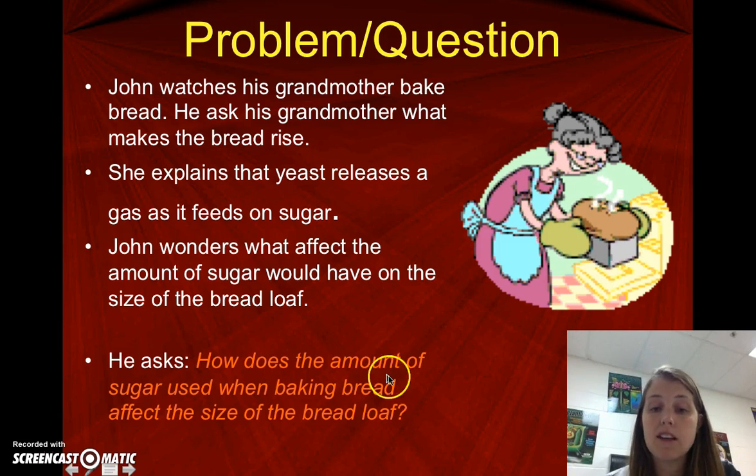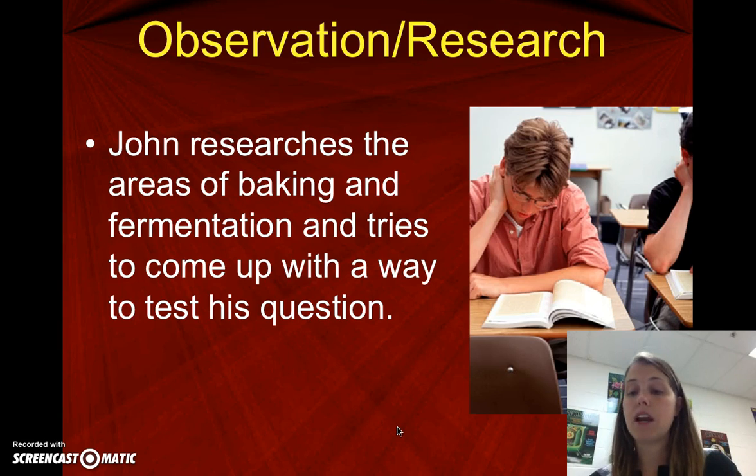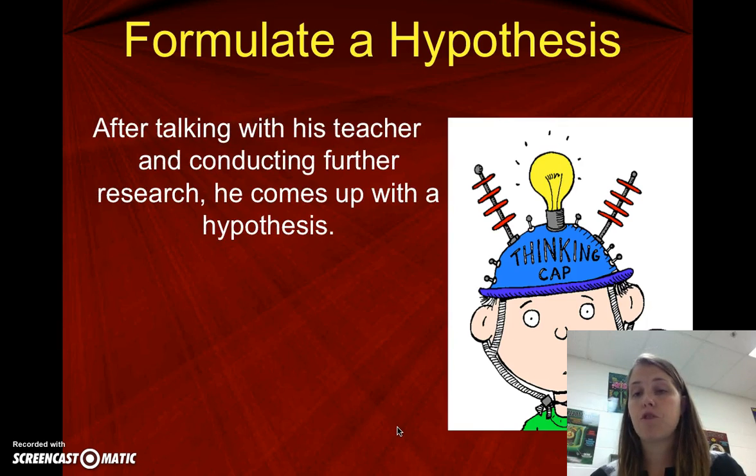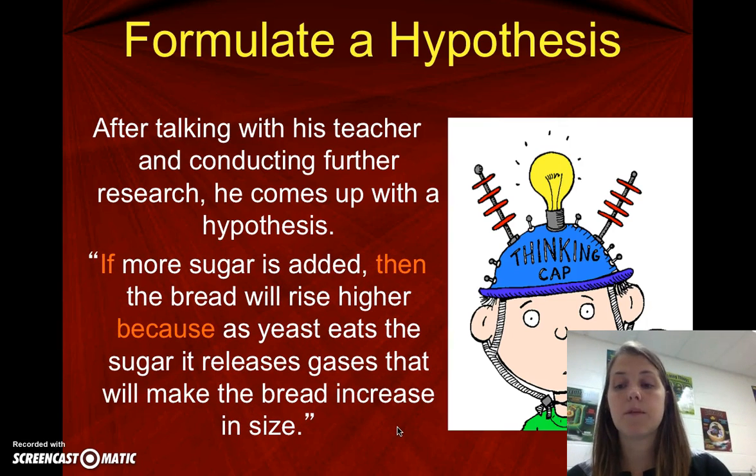So that tells us the cause, which is the amount of sugar, and the effect, the size of the bread loaf. He's then going to do some observation or research or scientific knowledge, and he is going to research the areas of baking and fermentation, and he's going to come up with a way to test his question. He's going to write a nice paragraph that explains it all, and then he's going to formulate his hypothesis. Now that he has some good background information and good research and talked to his teacher, he's going to come up with a hypothesis. And his hypothesis should be phrased if, then, because, like we said.